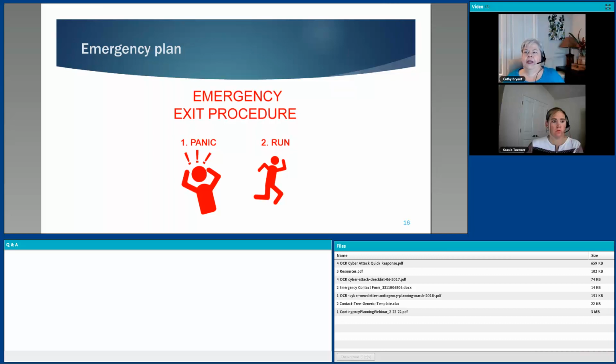For that 50% roughly that don't have an emergency plan, maybe you really do have an emergency plan and it looks something like this. First you panic, then you run. And hopefully by the end of the presentation, you're not going to think that this is the best plan.